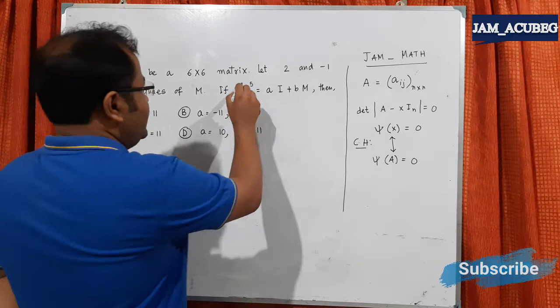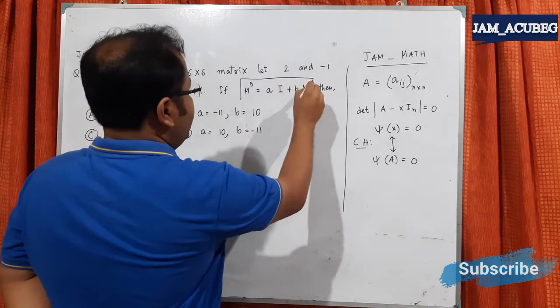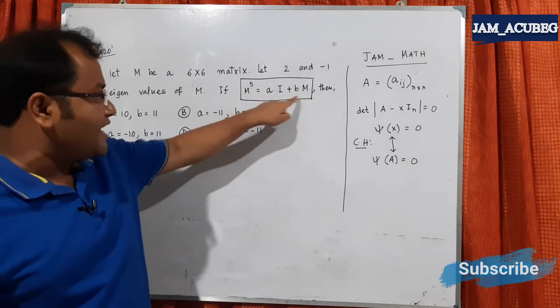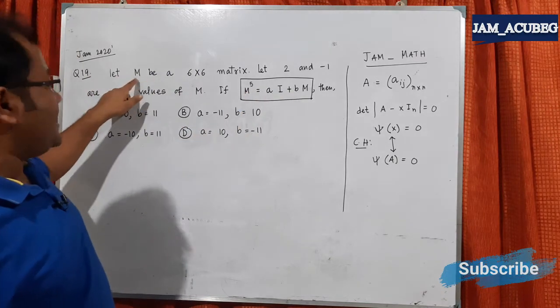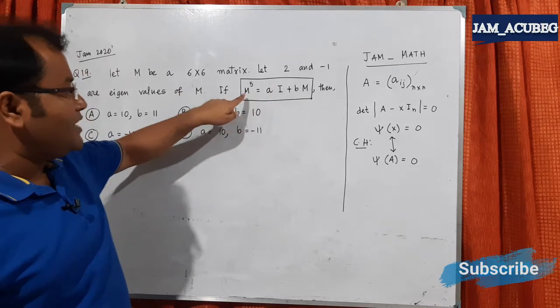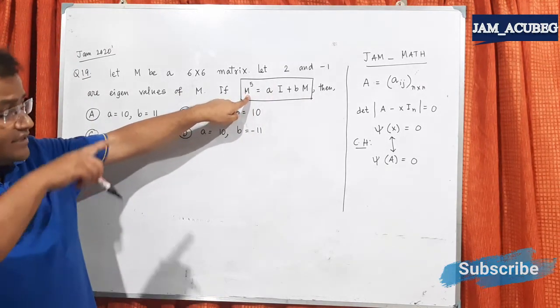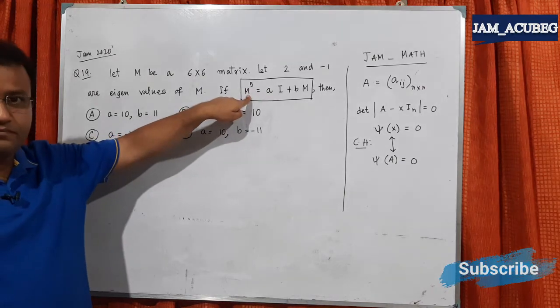So whenever in some problem related to matrix eigenvalues you get some expression of a matrix, here we have taken the matrix M, you should think that there is a characteristic equation involved.